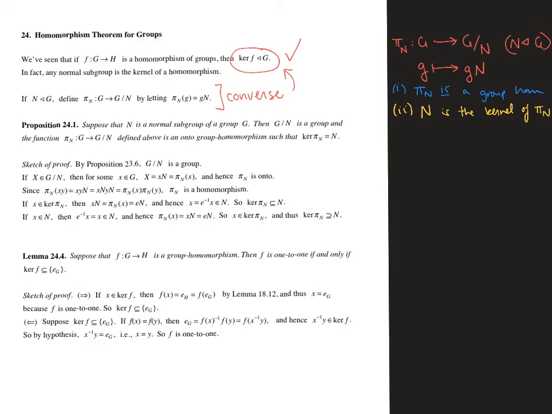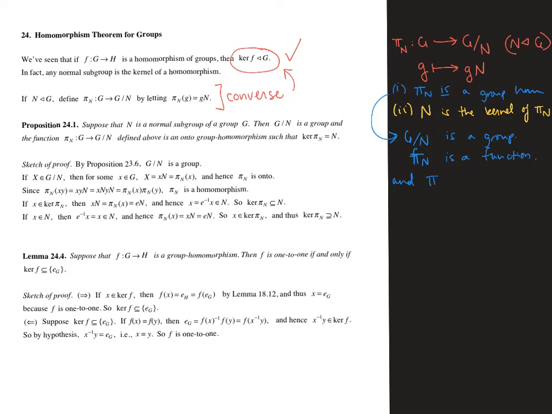So let's think about 1. We already know that G mod n is a group, and so we've got a function that takes an element of G to an element of the group G mod n. So all we need to check is that pi sub n preserves the algebra. So we're going to check the definition of homomorphism for pi sub n. So pi sub n is a function.